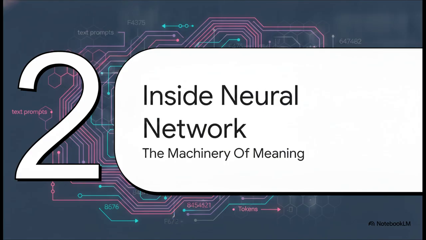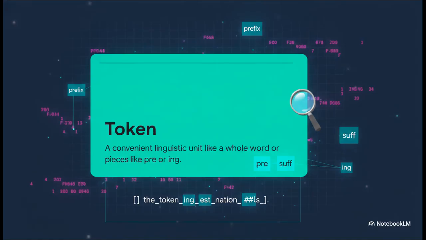Moving on to Part 2. Inside the neural network. Stepping into the actual machinery of meaning, the absolute first thing to understand is that the AI doesn't read words the way you or I do. It processes what are called tokens. Now, a token is just a convenient linguistic unit. Sometimes it's a whole word, sure, but a lot of times it's just a chunk of a word, like the prefix pre or the suffix ing.